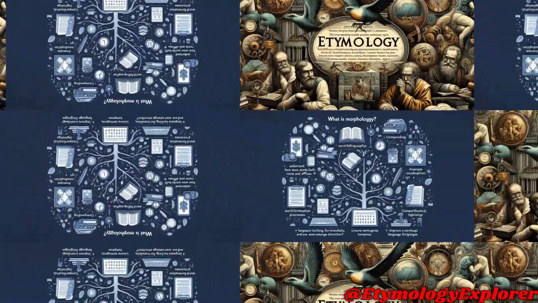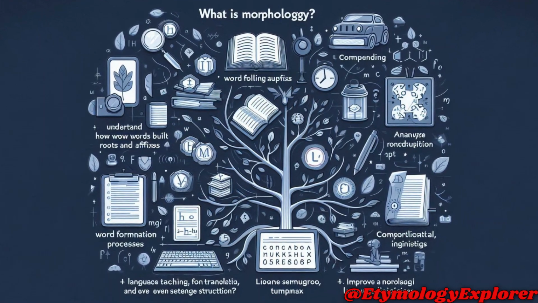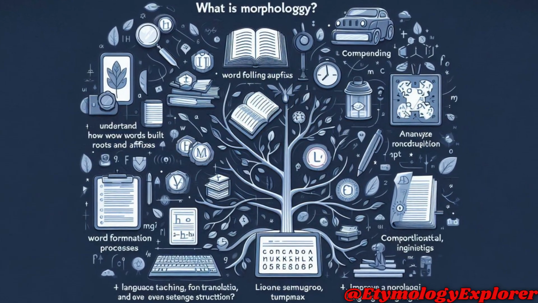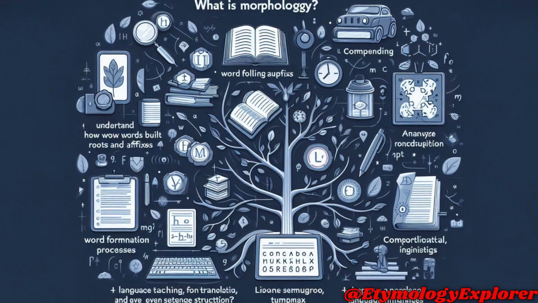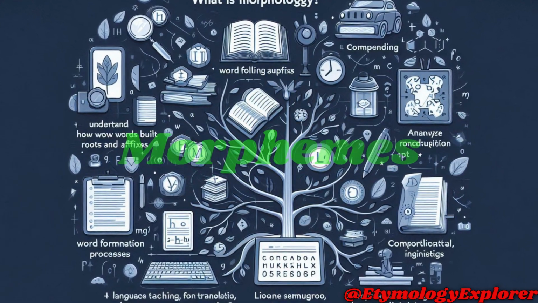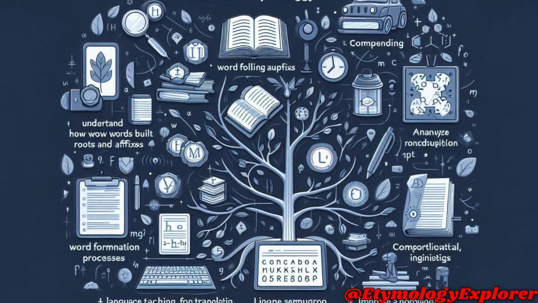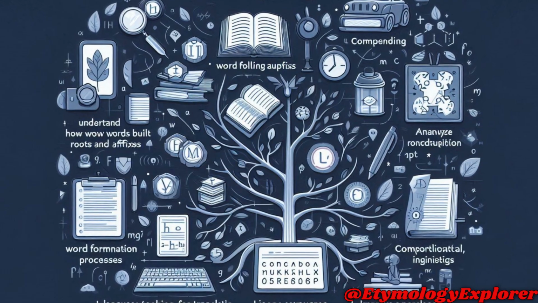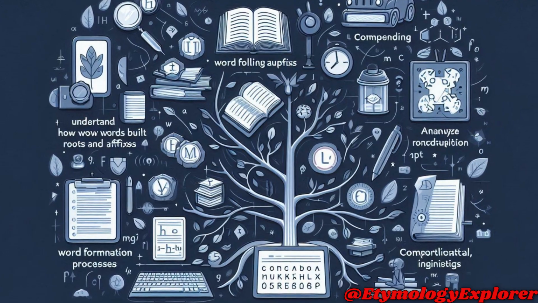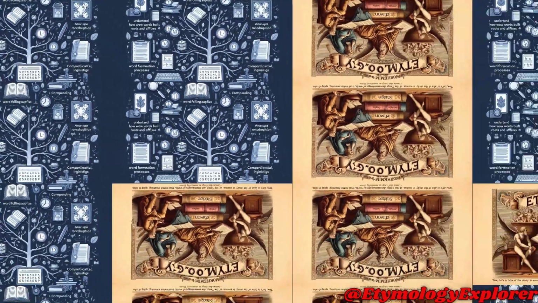Morphology. Now, what about morphology? Morphology is another branch of linguistics, but instead of looking at history, it focuses on the structure and formation of words as they exist now. It studies morphemes, the smallest meaningful units in a language, like roots, prefixes, and suffixes. Morphology explains how words are built, how they change form for plural, tense, or case, and how these forms work within grammar. Think of morphology as the architecture of words, while etymology is their biography.